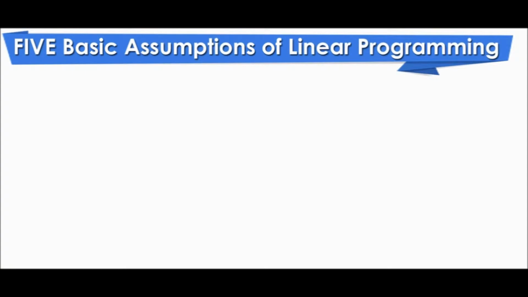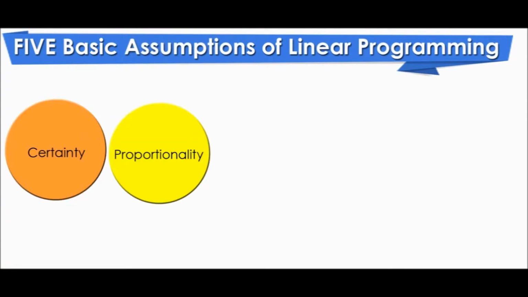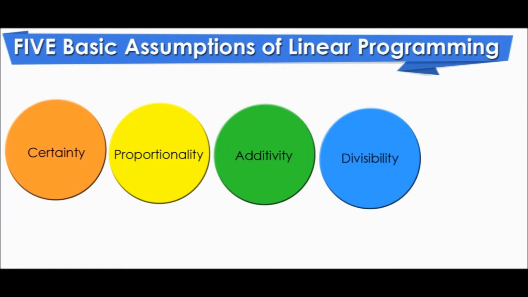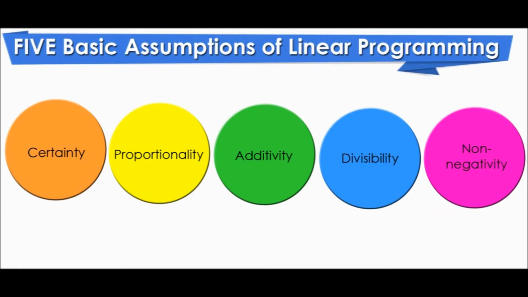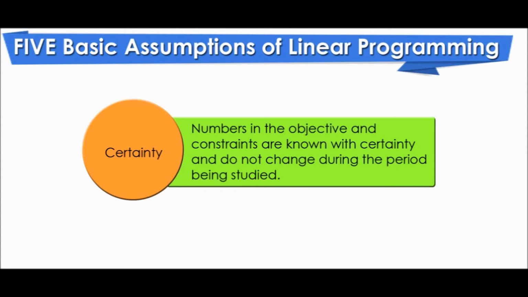Five basic assumptions of linear programming. There are certainty, proportionality, additivity, divisibility, and non-negativity. In certainty, numbers in the objective and constraints are known with certainty and do not change during the period being studied.